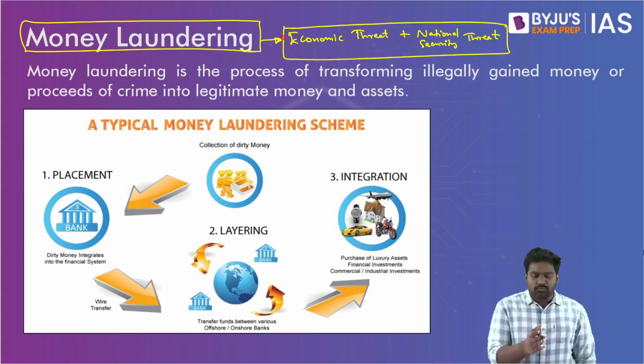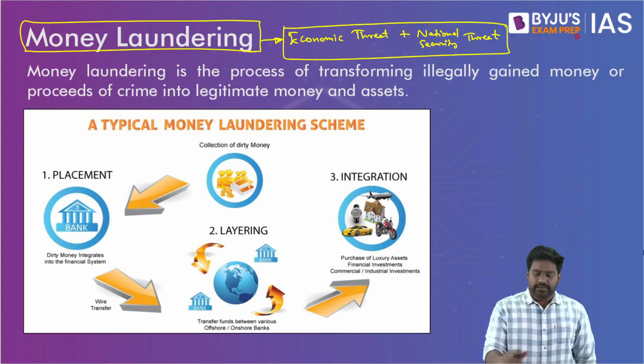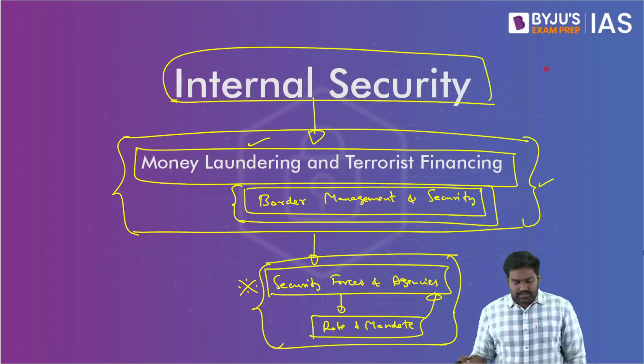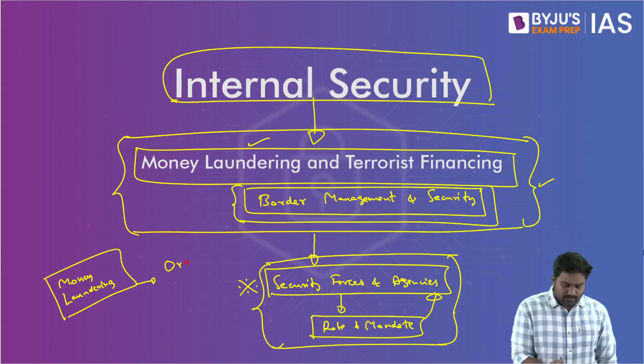We have understood how money laundering is connected to organized crime, such as drug trafficking, arms trafficking, and how these are connected with terrorist financing, right? I've been mentioning this in every chapter. Money laundering shares a direct connection with organized crime and they in turn are connected with terrorist financing.